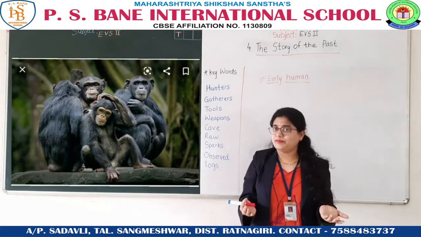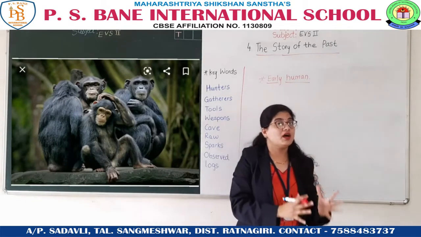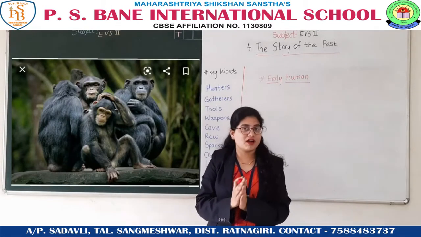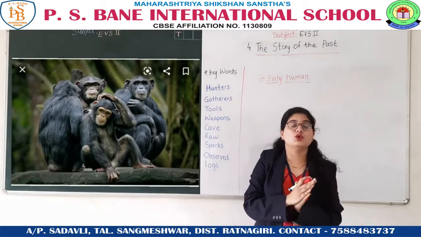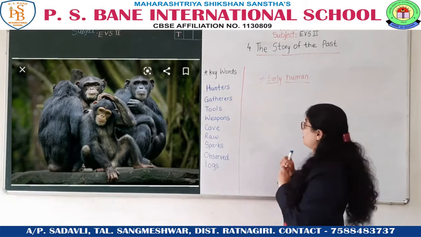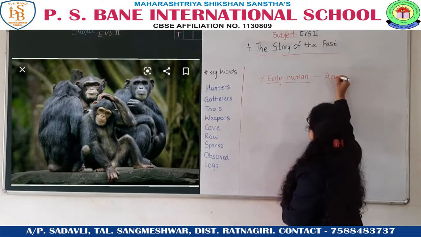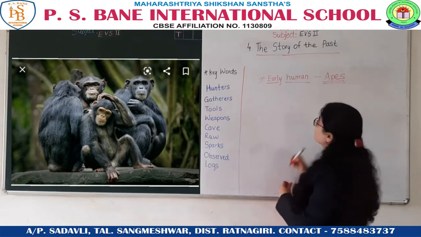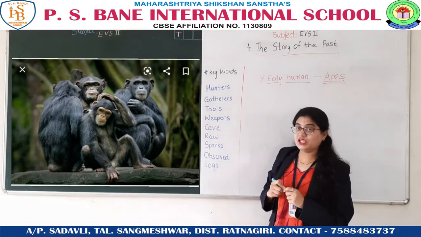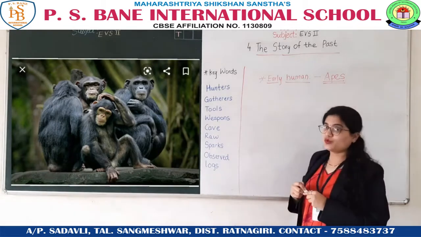Do you know ape? An ape is an animal which looks like a monkey and also behaves like a monkey, but they don't have a tail. So these early human beings were like apes. They looked like monkeys and behaved like apes.